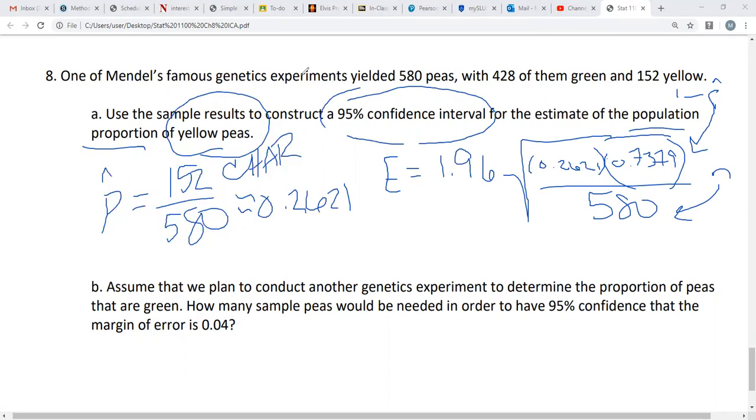Again, in your calculator, instead of doing this all at one time, I recommend segmenting it and showing as much work as possible, just in case we do a calculation mistake or the way that we put it into the calculator is incorrect.